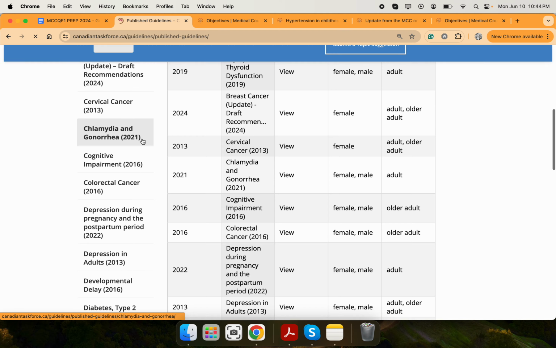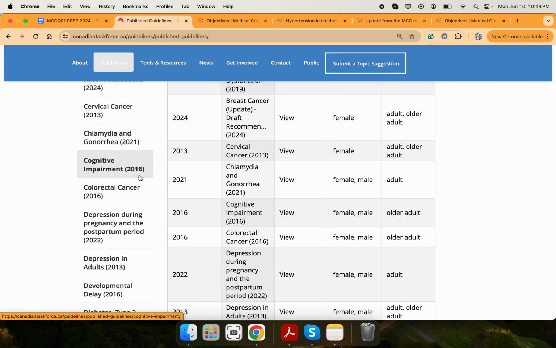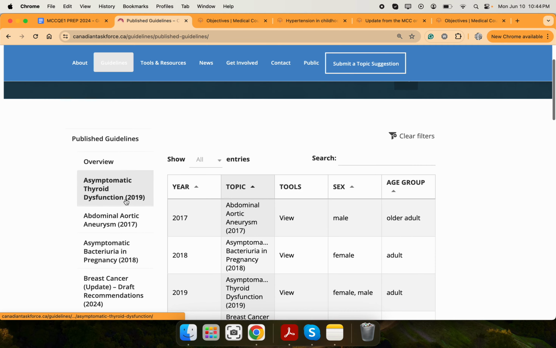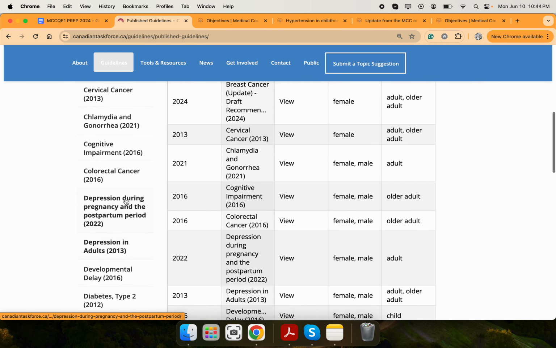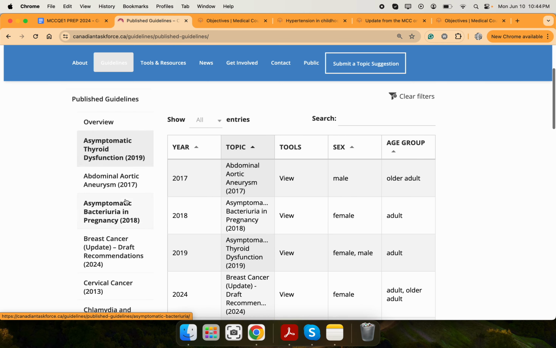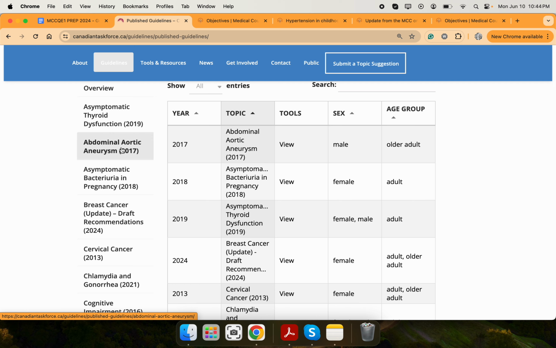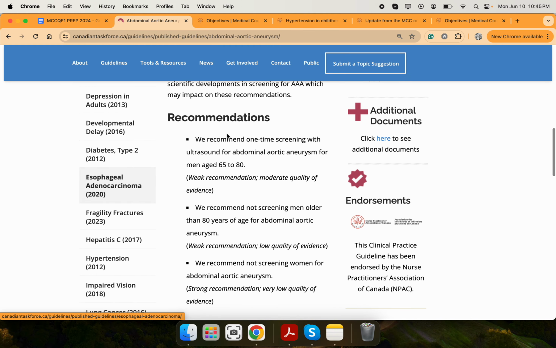Published means the most recent, and you will come up with all the guidelines along with the years. As we all know, there are many guidelines you can see on the screen, but the most important from an exam point of view is number one, abdominal aortic aneurysm. You have to remember the age, you have to remember the investigation. That's the most important thing. So if you come here, you will find the two recommendations here, and this is what you have to remember.